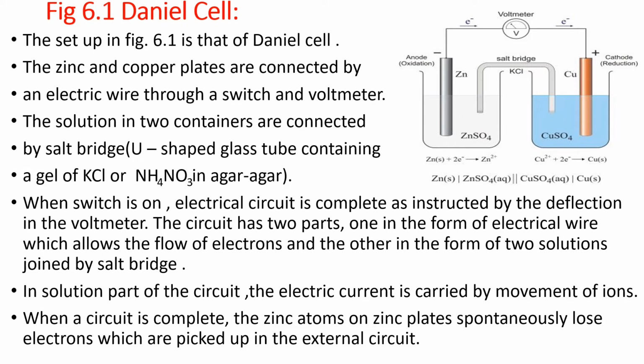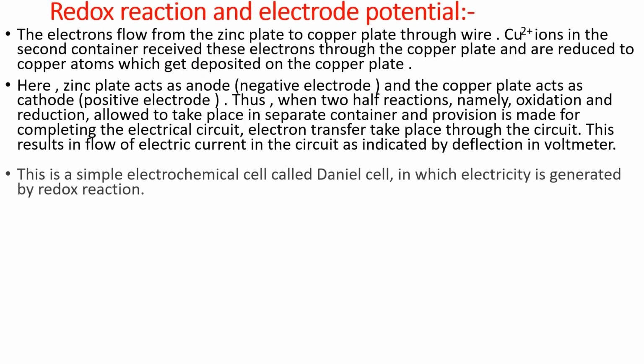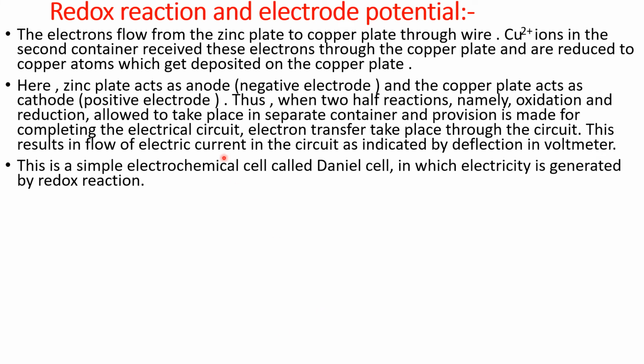Then when the circuit is complete, the zinc atoms on the zinc plate spontaneously lose electrons, which are picked up in the external circuit. Next point continues. The electrons flow from the zinc plate to the copper plate through the wire. Cu2+ ions in the second container receive these electrons through the copper plate and are reduced to copper atoms, which get deposited on the copper plate.